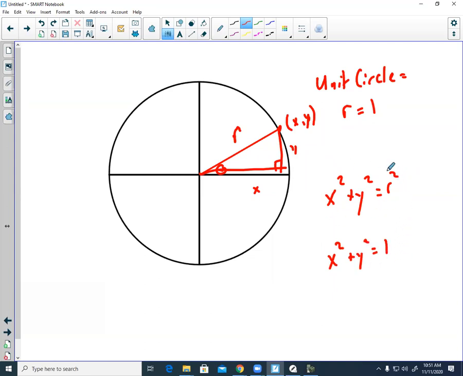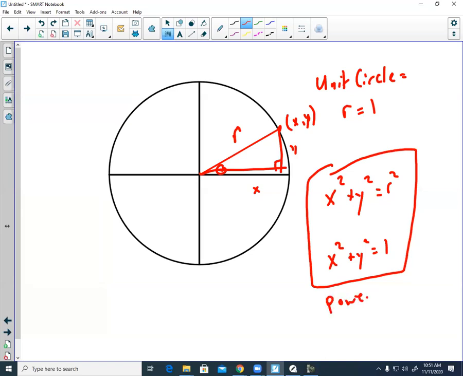Every once in a while, it could pop up that the radius will be different, and that will be clearly notified to you if it's different. You can always assume you're dealing with the unit circle unless it specifically tells you otherwise. This is a very, very powerful statement in trig and calc. This thing right here is extremely powerful. We are going to use this all the time, all right?